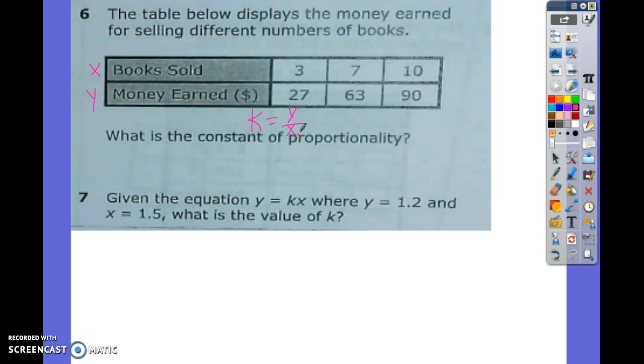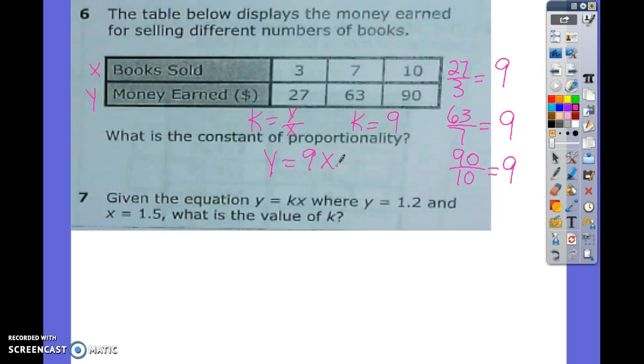So we're going to take the first column, Y divided by X. 27 divided by 3 is 9. We need to do the second column, Y divided by X. 63 divided by 7 is 9. In the next column, Y divided by X. 90 divided by 10 is 9. So K is equal to 9. And if we needed to write our equation, it would be Y is equal to 9x.